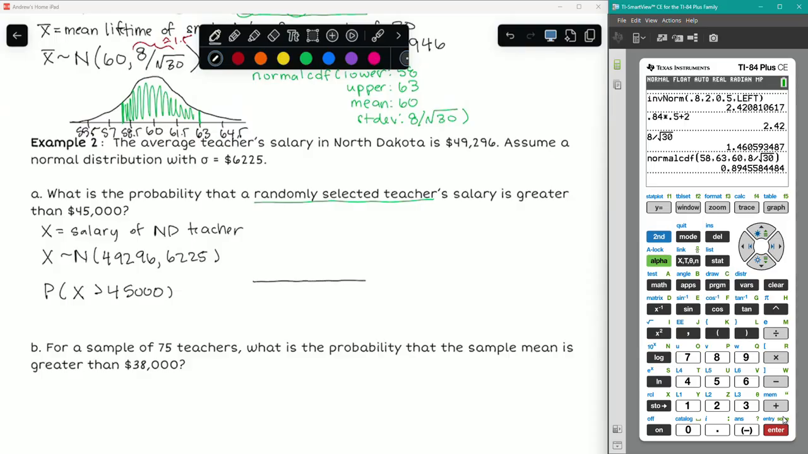So this isn't too bad. We're going to draw our normal curve. Ooh, that was a little messy there.